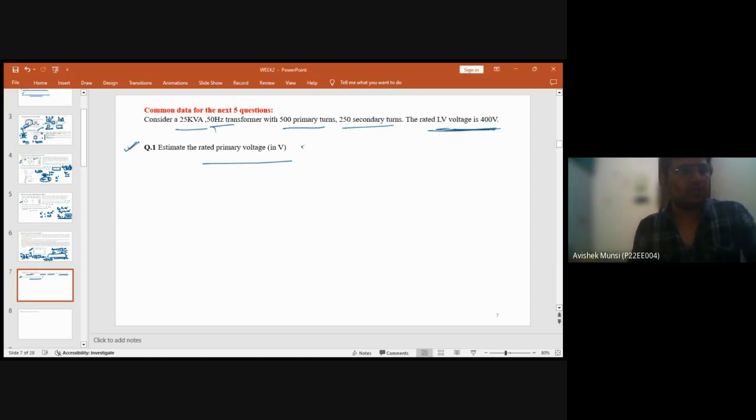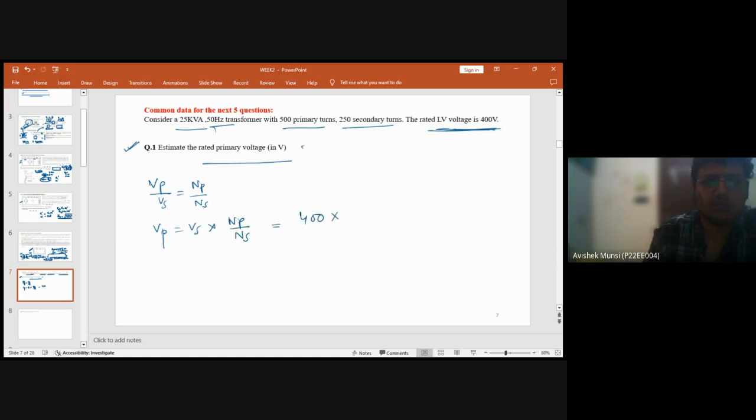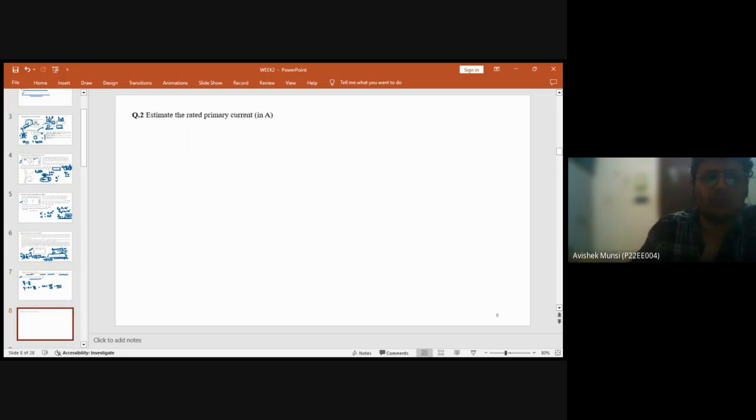So we have to solve it. Basically we have LV side data, and we know that VP by VS is equal to NP by NS. So basically VP is equal to VS into NP by NS, right? So VS, considering it as the LV side, is 400 into 500 by 250. So it is 800 volt. So those who are getting 800 volt are absolutely correct. Okay. So now the second question is to calculate the primary side current.